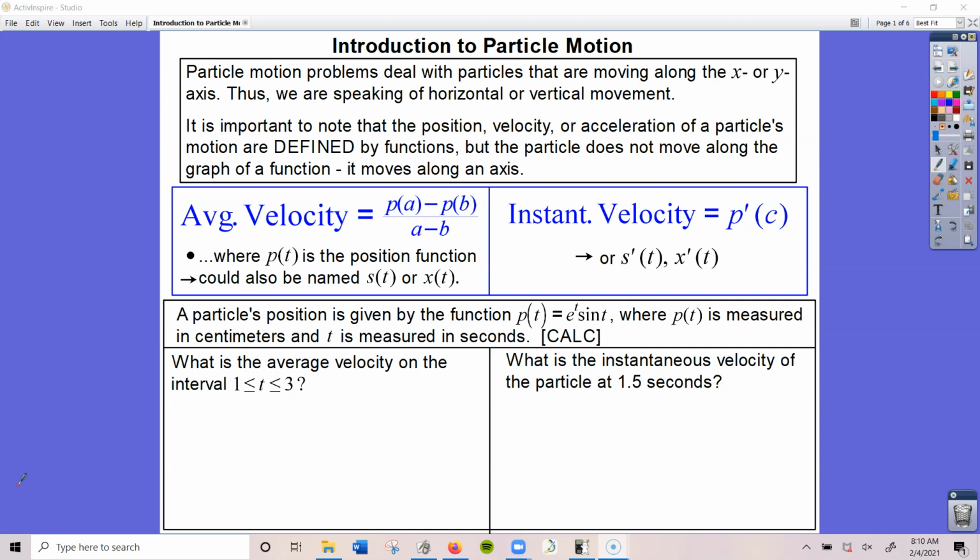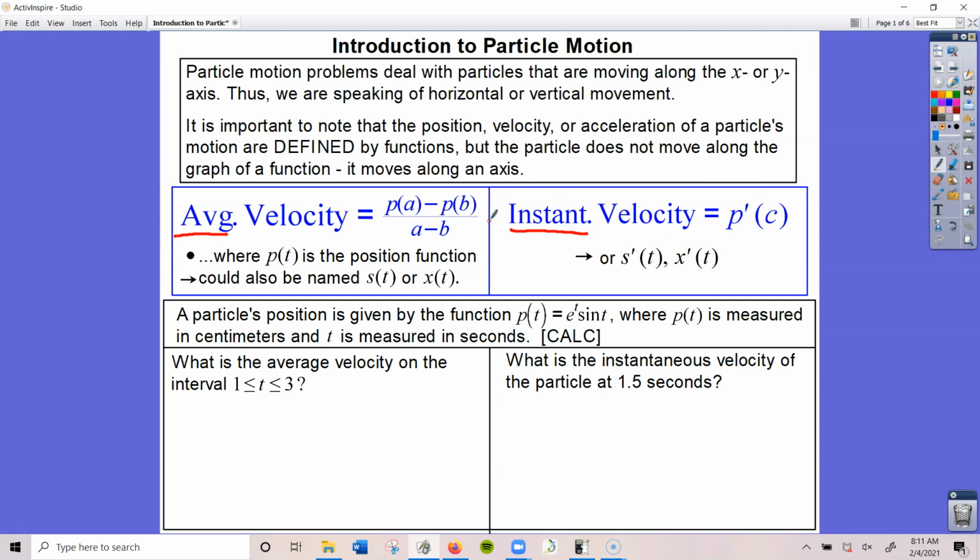Now, average velocity is found by finding the slope of the secant line of the position function. As you can see here, this is the equation for slope. And we use the function p of t to represent position, but it's also been used as s of t or x of t, so whatever is defined in the actual question. And whenever you see these words, average means slope of the secant line, and instantaneous velocity is the derivative, which could also be written as p prime or s prime or x prime of t.